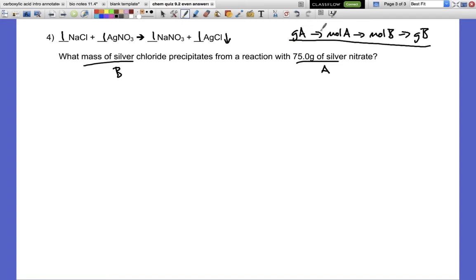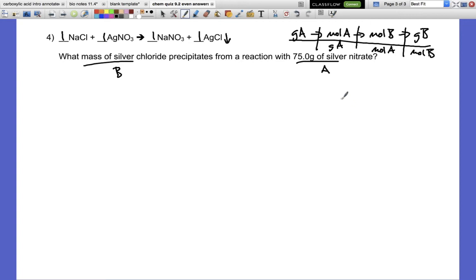But otherwise, I can tell what my work would look like because I need grams of A here to cancel with grams of A. I need moles of A here to cancel with moles of A. And then I need moles of B here. I have 2 molar masses and 1 ratio from my equation. And so I'm going to need to know the mass for both of those things, silver chloride and silver nitrate.